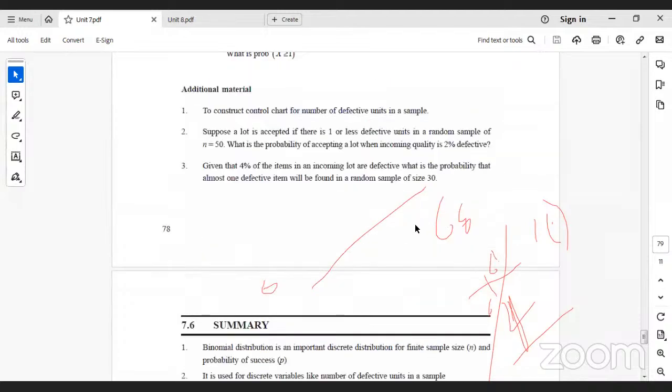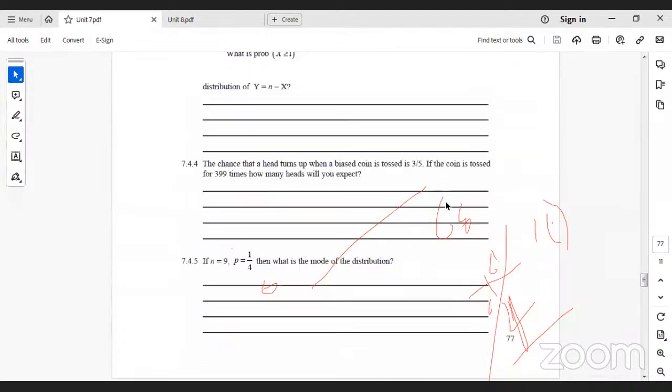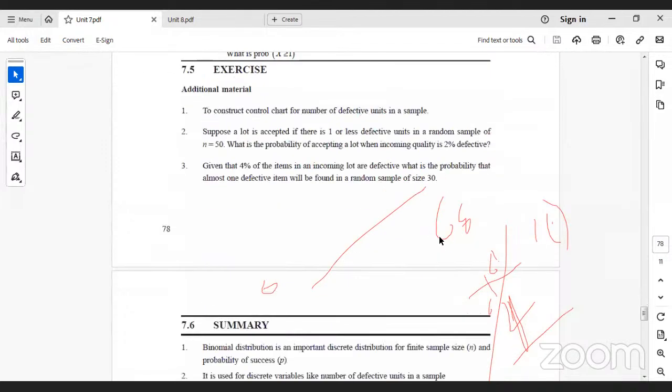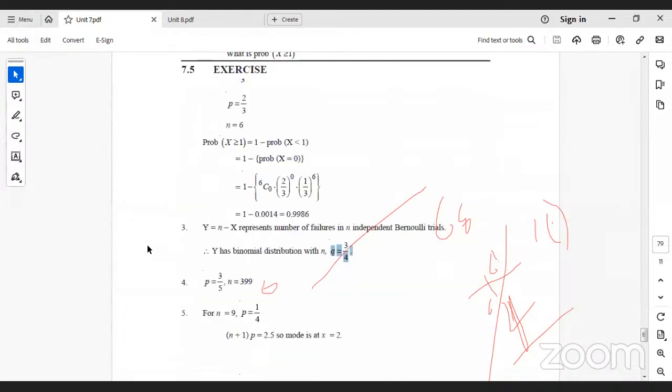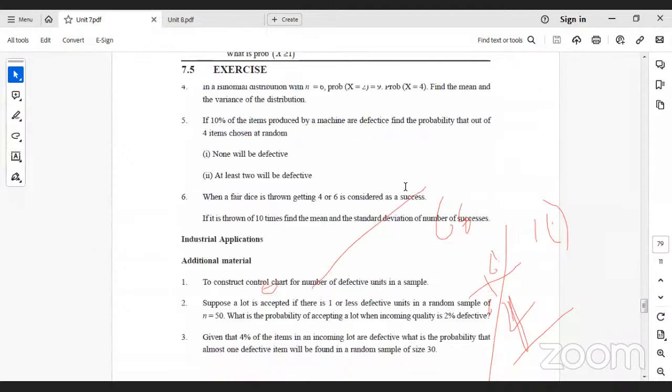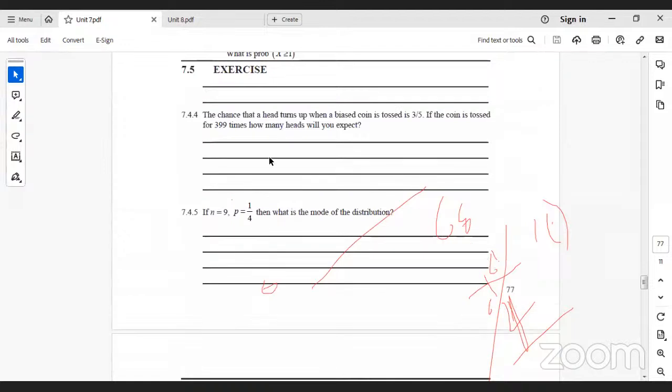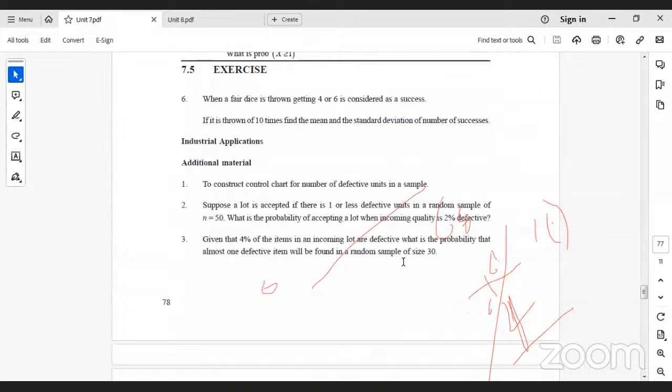Next, the fourth question. The chance that a head turns up in a coin toss is 3/5. The coin is tossed 399 times. How many heads will you expect here? If you toss it 399 times, how many times will heads come up? So p is equal to 3/5. Okay.